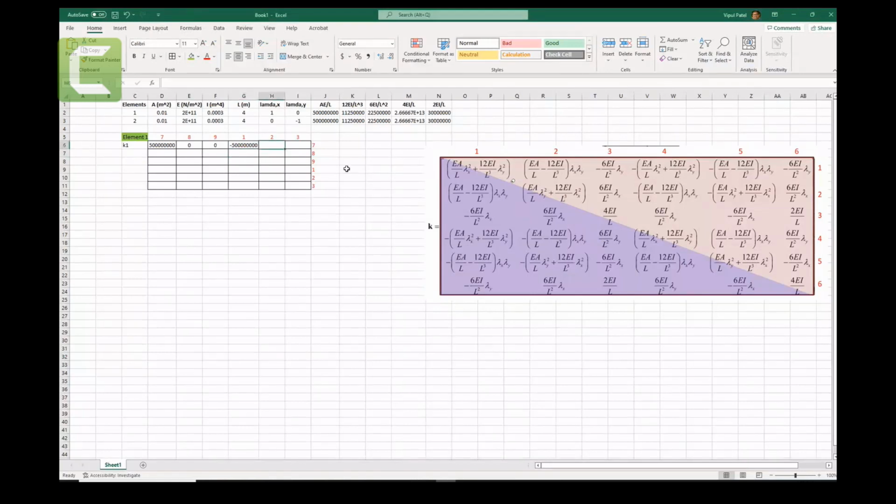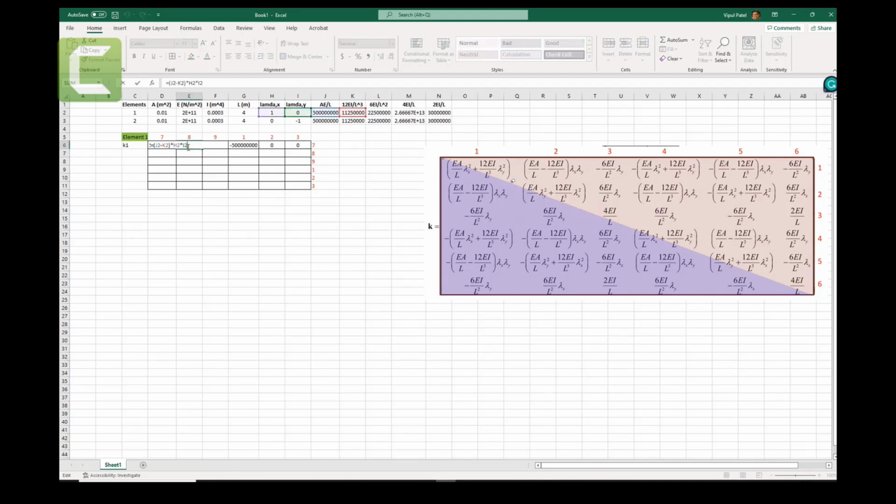OK, number 2 is equal to minus AE on L minus 12 EI on L cubed times lambda x times lambda y. So you get 0. Number 3 is equal to minus 6 EI on L square times lambda y, and 0. OK, so that all sounds good.